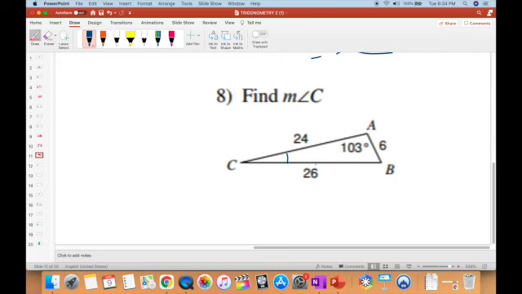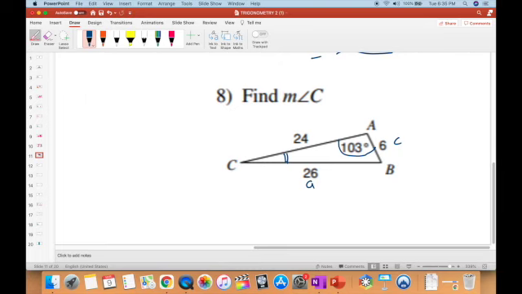Could I use the sine rule for it though? I could use the sine rule because I have all three sides. I have A, this is the angle A, so therefore this is the side A. Yes, sir. And then I have this here is the side C, and this is the angle C. So I could use the sine rule as well. Let's do it both ways and see if we get the same answer.